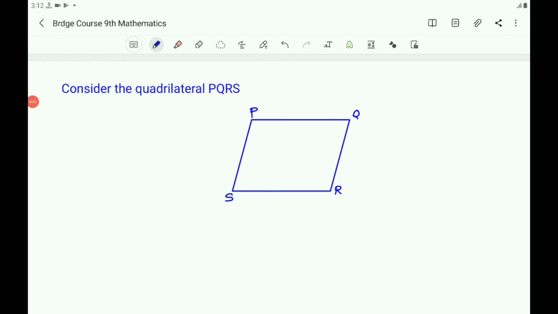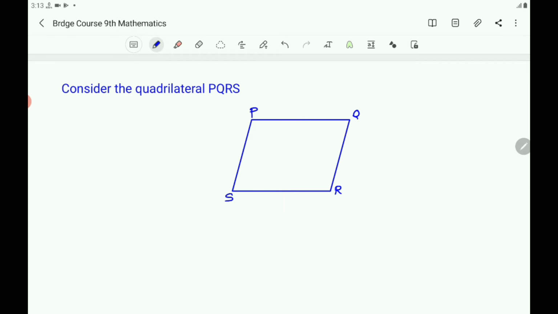Children, now you consider the quadrilateral PQRS. Here, which are the elements of the quadrilateral? You know that 4 sides, 4 angles, and 2 diagonals are the elements of the quadrilateral. Now if you consider the quadrilateral PQRS, here which are the 4 vertices? Listen properly. P, Q, R and S are the 4 vertices. And which are the 4 sides? PS, PQ, QR, RS. These are the 4 sides of the quadrilateral PQRS.